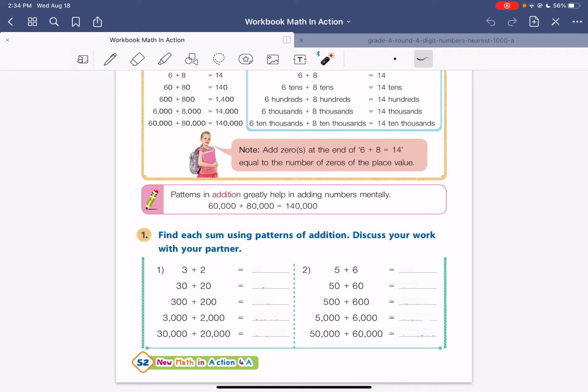Let's try this. Number 1, find each sum using patterns of addition. What is 3 plus 2? 3 plus 2 is 5. What is 30 plus 20? 30 plus 20 is 50, we're just adding a 0. 300 plus 200, again, this is all 5s.